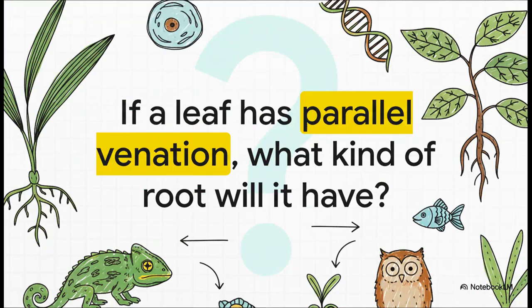All right, time for a quick-fire exam question. Pay close attention now. If a plant's leaf has parallel venation, you know, the railway track lines, what kind of root will it most likely have? Think about it for a second.